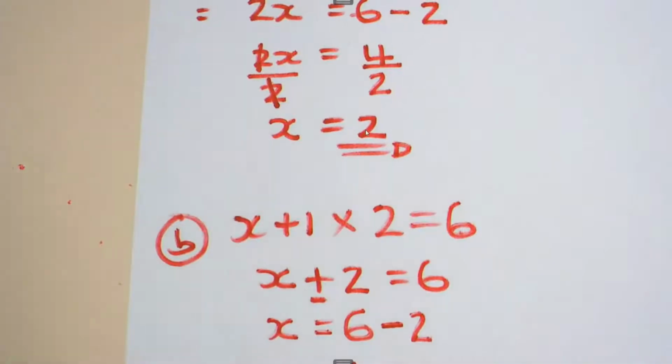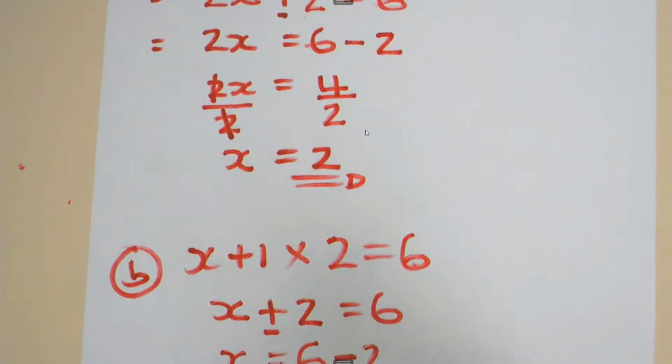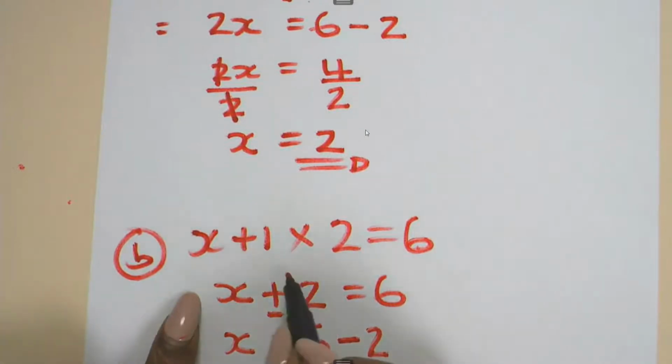Let's do it again. Let's check our work. It says x plus 1, close bracket, multiplied by 2, then equals 6. Now I can see where I have made a mistake. Instead of multiplying, I have added.